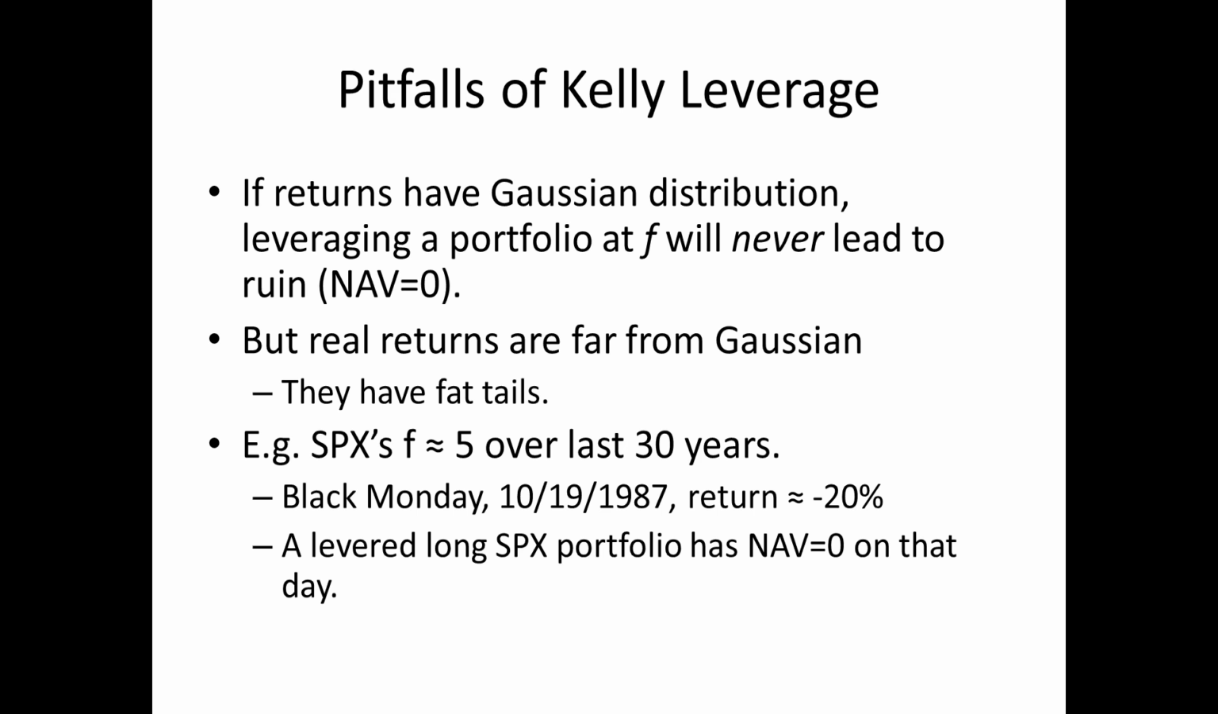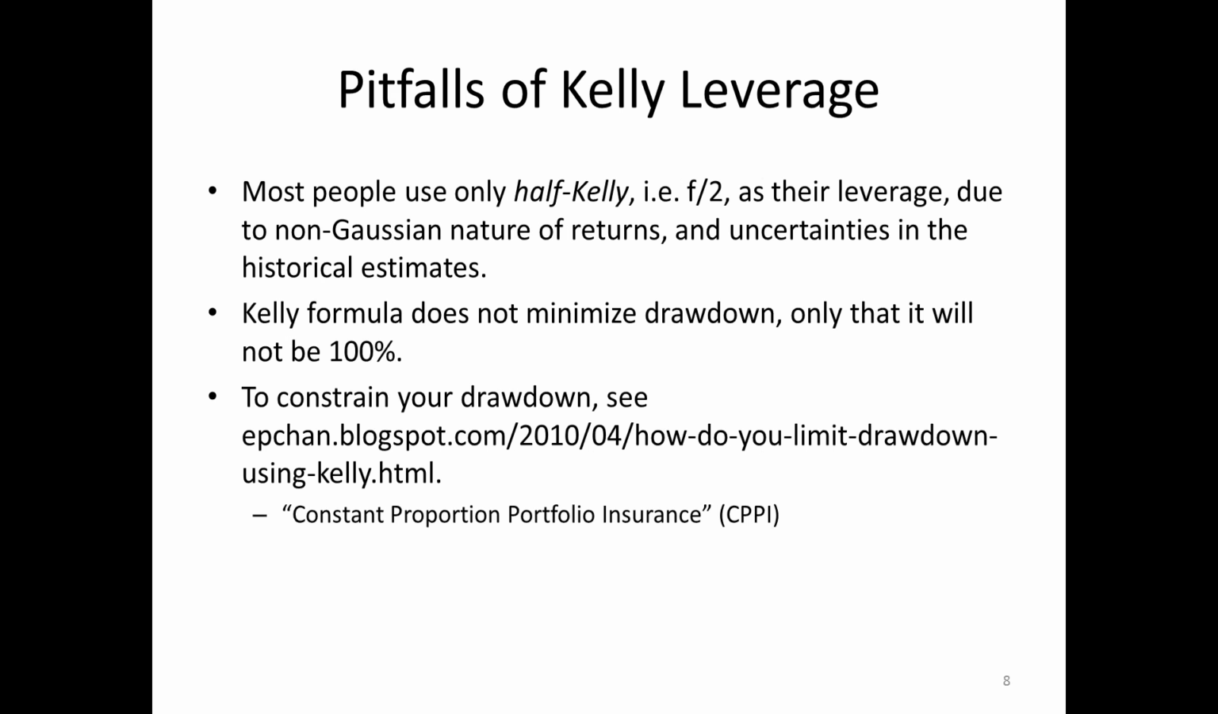Why? Because a minus 20% return is never predicted by Gaussian returns. It's just an infinitesimal probability based on the Gaussian distribution. But of course, the SPX return is not Gaussian. That's why it causes this problem.